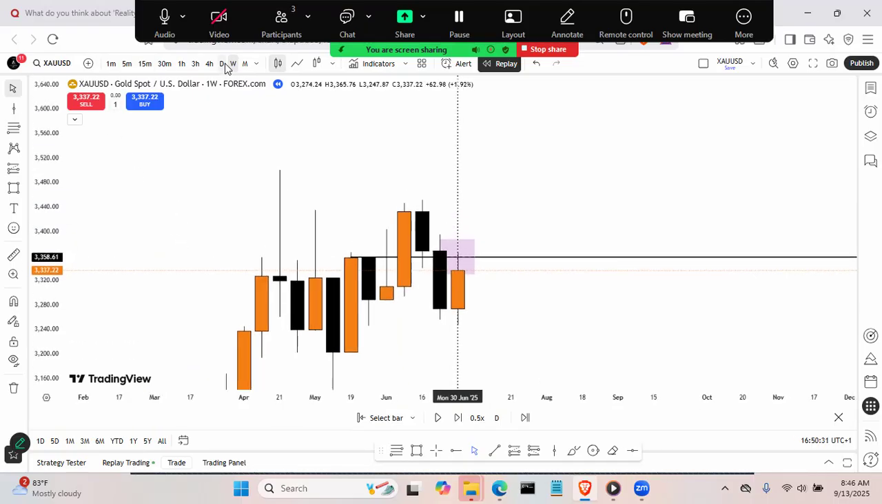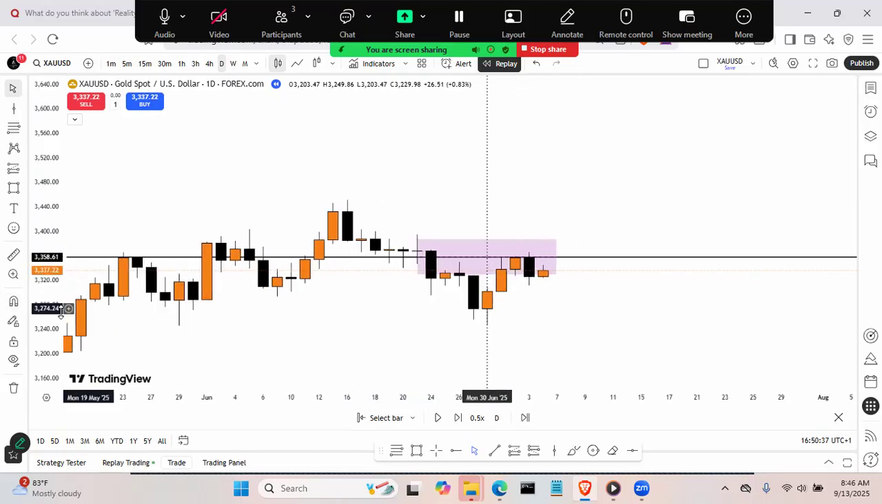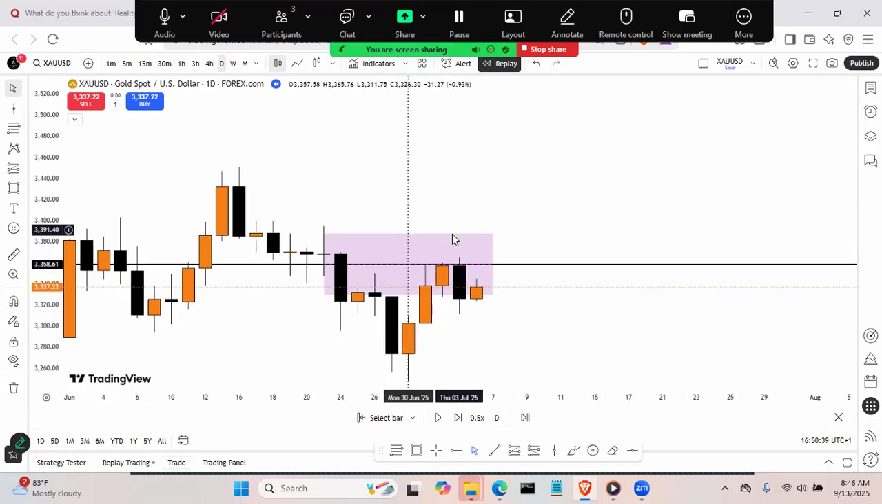So if I go to the lower time frame, I'm right there right now. And where did the reaction come from? With more detail, we can see that the exact point was here.